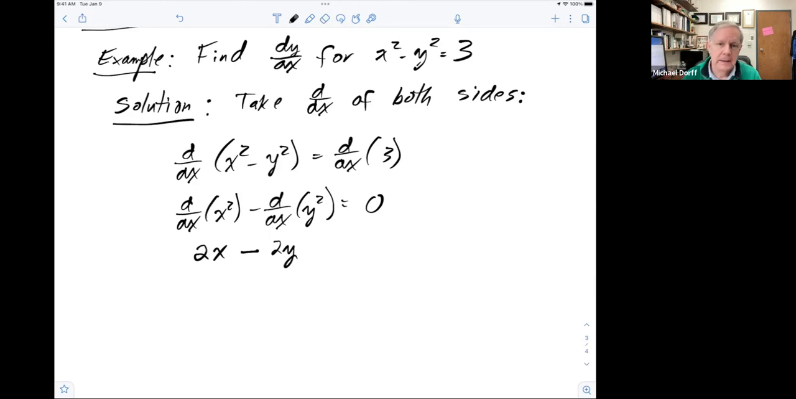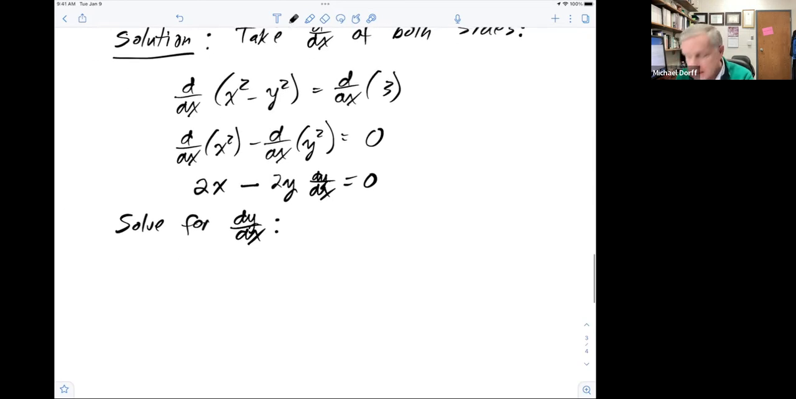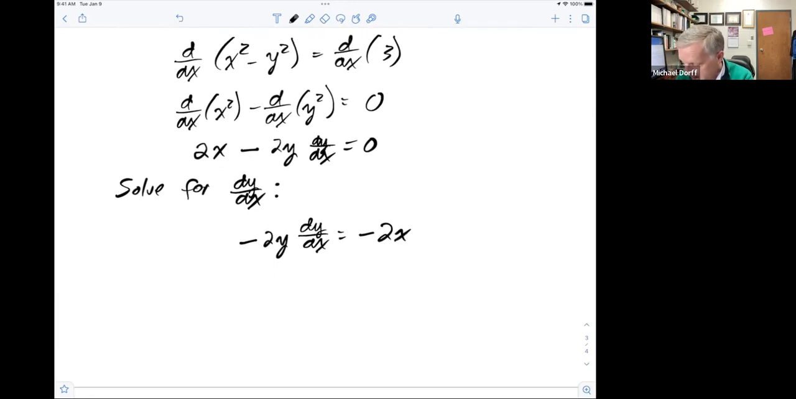But now y is different than the x that I have in the bottom. So when I take the derivative implicitly of y squared, I get the 2y, but I also get this dy dx. Right? And then I solve for dy dx. So to do that, I'm going to subtract 2x from both sides. So I get, on the left, minus 2y dy dx. And on the right, I now have brought over the 2x, so it's a minus 2x. And then I'm going to divide by the negative 2y on both sides.